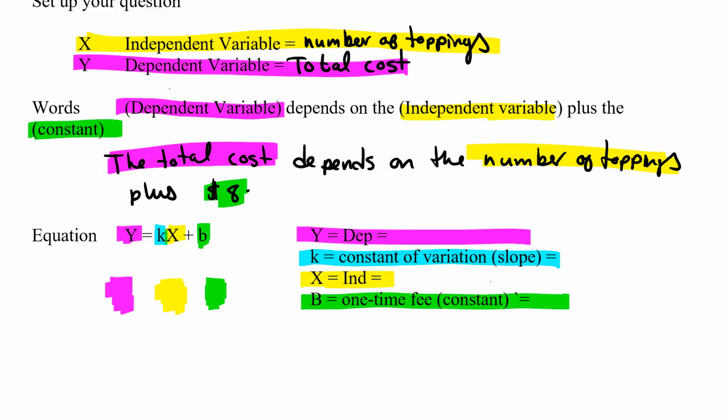Now this is just a different way to record exactly what we did. The dependent is going to be the cost, and we're going to give it the variable c. The constant of variation, or the slope, is going to be our 1.50. Our independent is going to be the number of toppings.